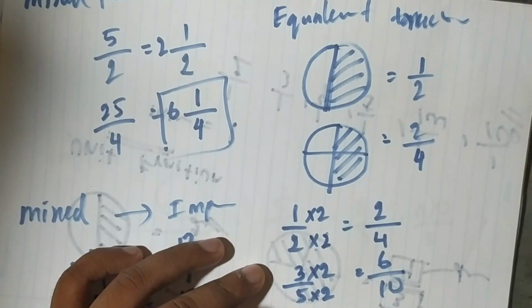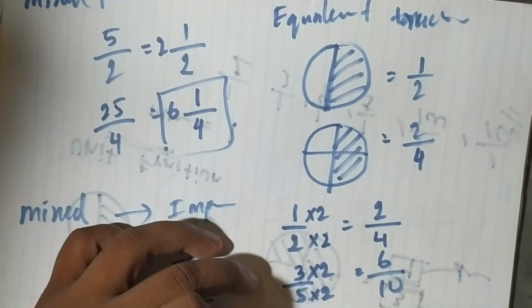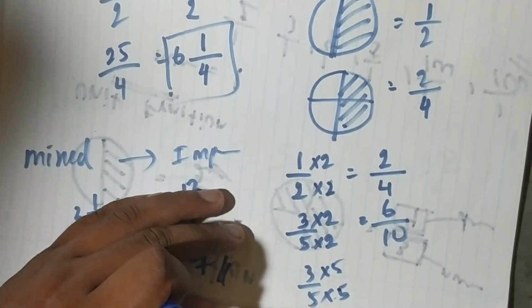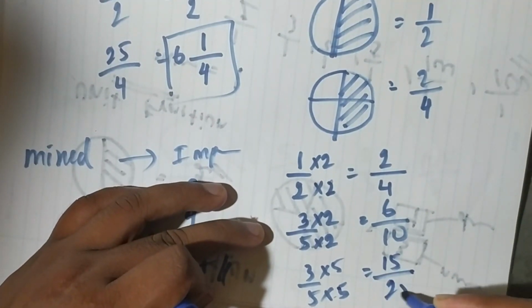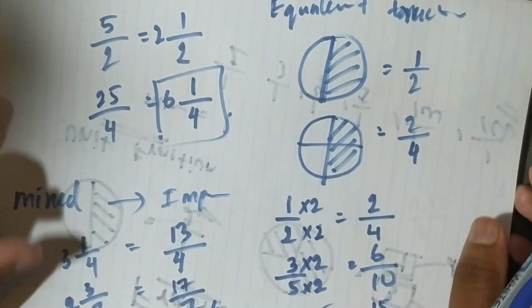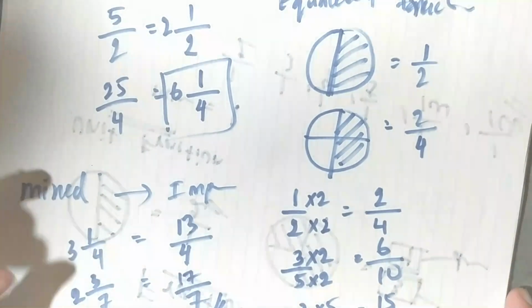I can use another number, not only 2. I am multiplying this by 5. If I multiply this by 5, the numerator also I should multiply by what? I should multiply by 5. So 3 into 5 is 15, 5 into 5 is 25. So this is what we call equivalent fraction. I think you have studied this in grade 7 and grade 6.